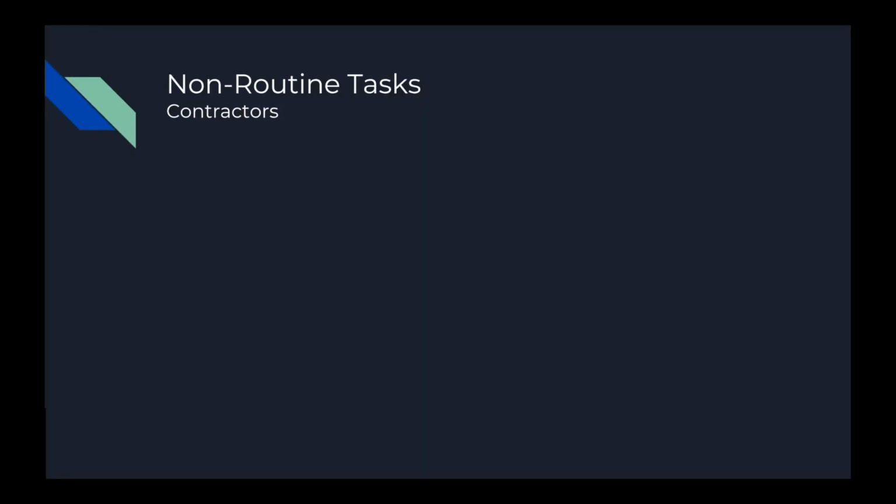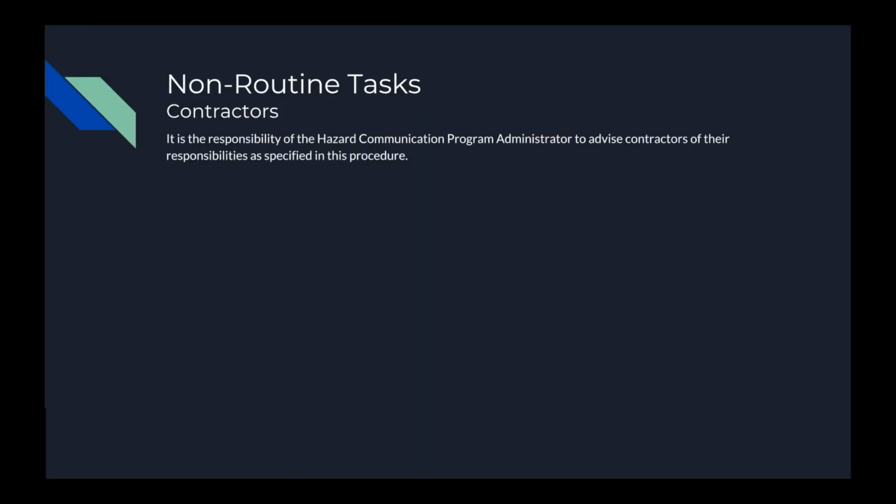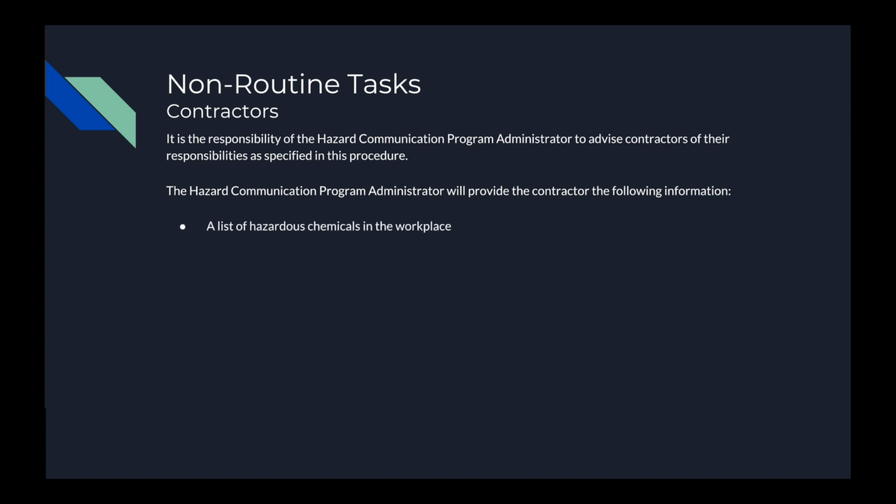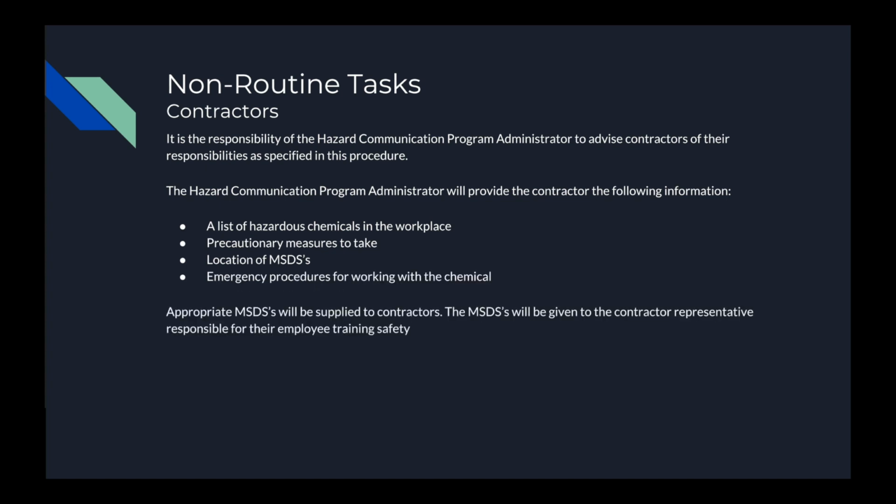Non-routine tasks, contractors. It is the responsibility of the Hazard Communication Program Administrator to advise contractors of their responsibilities as specified in this procedure. The Hazard Communication Program Administrator will provide the contractor the following information: a list of hazardous chemicals in the workplace, precautionary measures to take, location of MSDSs, emergency procedures for working with the chemical. Appropriate MSDSs will be supplied to contractors. The MSDSs will be given to the contractor representative responsible for their employee training safety.